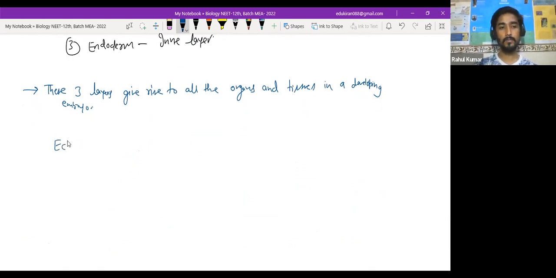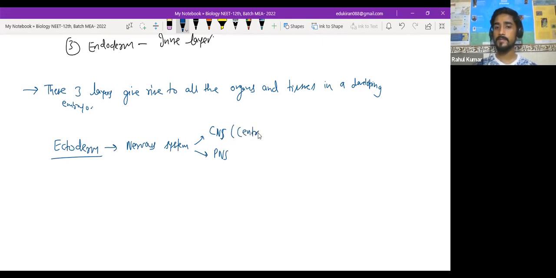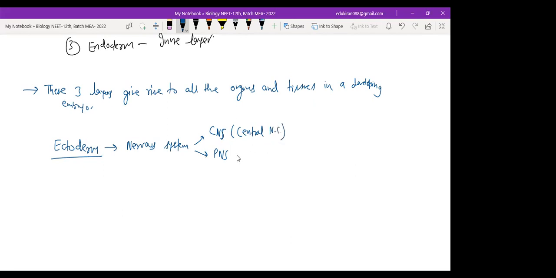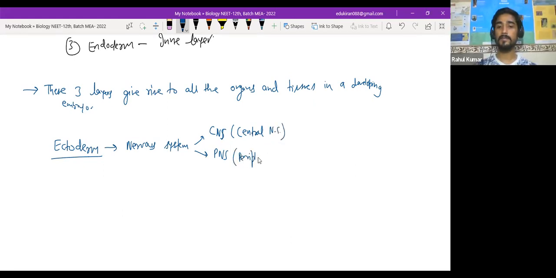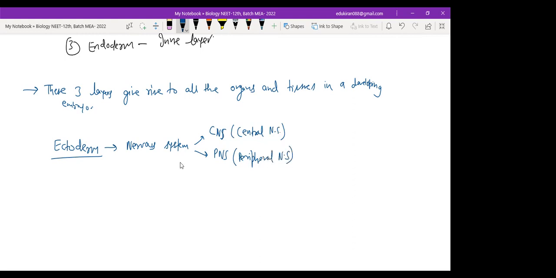So ectoderm, the most important ones I'm telling you. Just write down: ectoderm gives rise to nervous system. Now nervous system is of two types, you know, right? CNS and PNS. Any idea what is CNS, what is PNS? This is the central nervous system, neural control and coordination, chapter 11, class 11th. This is called central nervous system, and this is called peripheral nervous system.